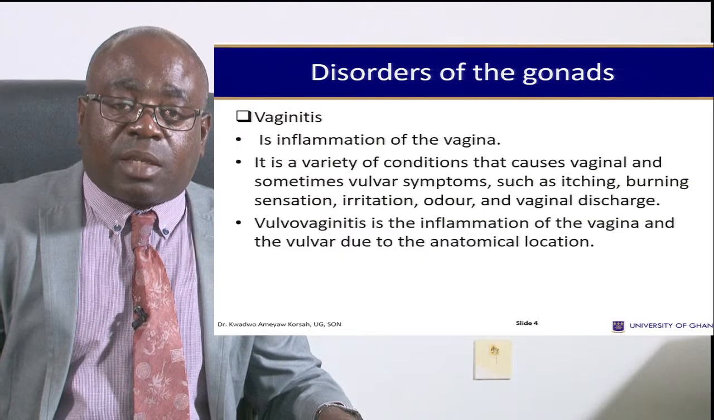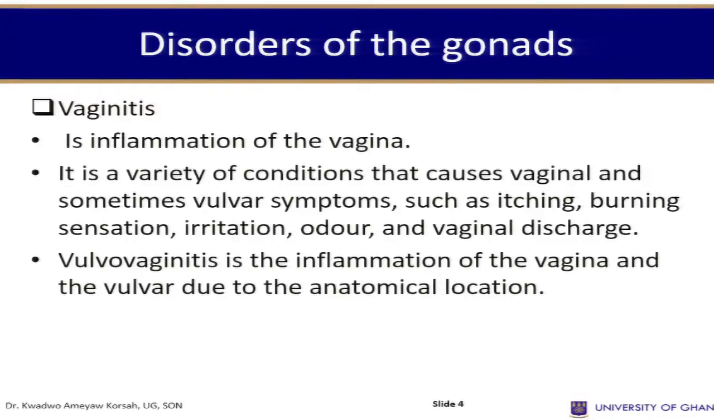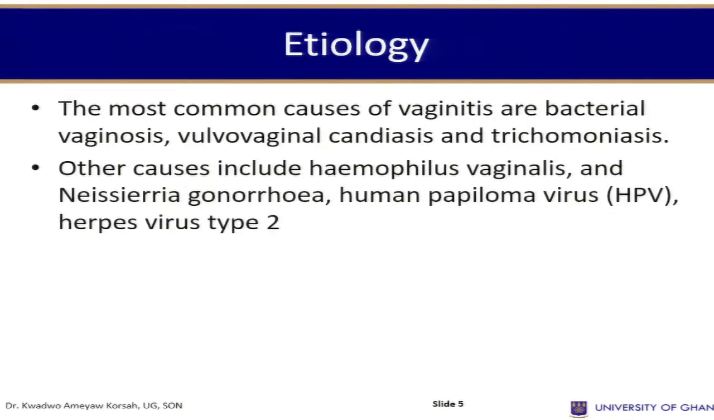And so disorders of the gonads, straight to the point, I have provided the notes for you. We have vaginitis, and this is the inflammation of the vagina, and there's a variety of conditions that cause vaginal and sometimes vulvar symptoms such as itching, burning sensations, irritation, odor, and then vaginal discharge. Especially, we talk about the females, and then we have vulvovaginitis, which is the inflammation of the vagina and the vulva due to anatomical location.